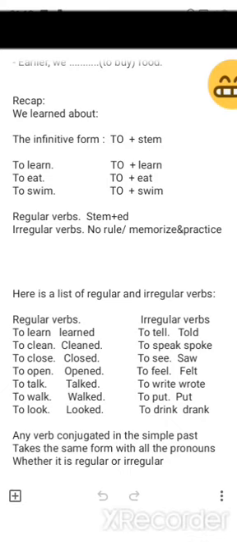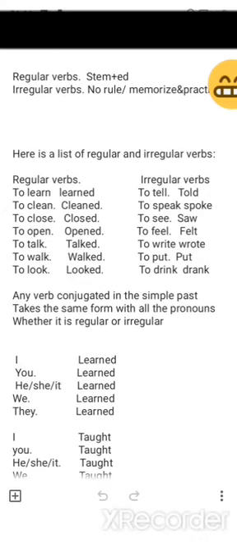Nice. Recap. We learned today about the infinitive form, and we said that it is to plus the stem. For example, to learn is in the infinitive form, it is not conjugated. To is a preposition and learn is a stem. Eat is a stem. Swim is a stem. Also, we learned that when a verb is regular, the rule is we guard the stem and we add ed to form the simple past. When the verb is irregular, there is no rule. As we said, we just have to memorize and practice.